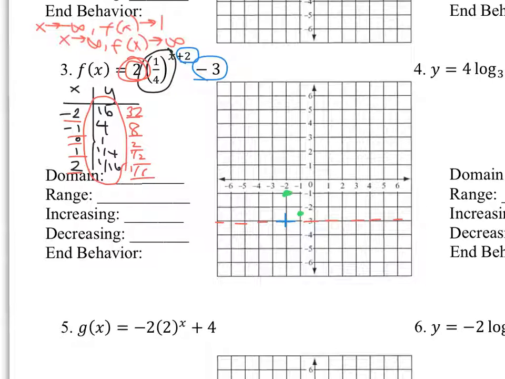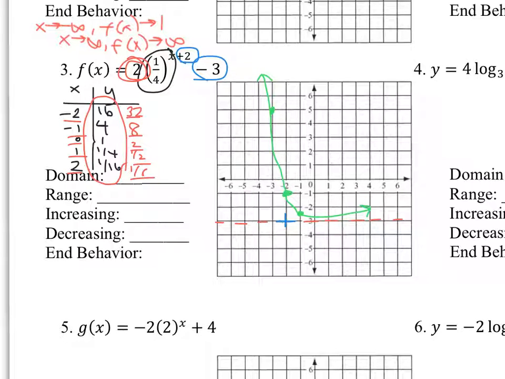That's my next point. And then I'm just going to go to the left one and up 8. 1, 2, 3, 4, 5, 6, 7, 8. That's right here. And then I'm just going to connect my graph the best that I can to make an exponential function.